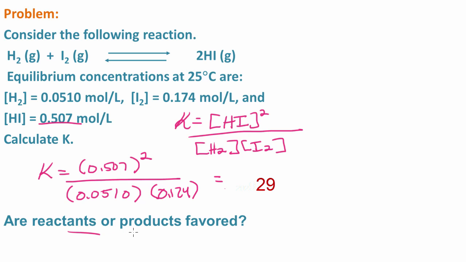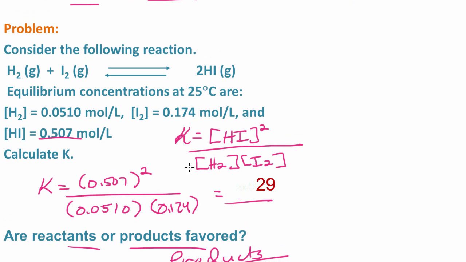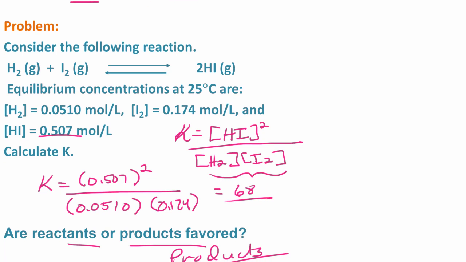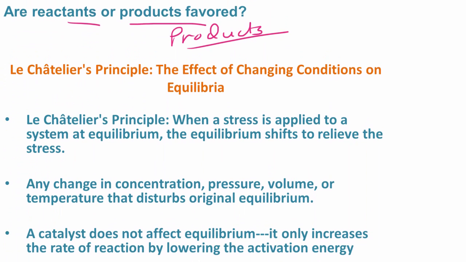equal to... Are reactants or products favored? Well, K is greater than 1, so obviously the products are favored. Okay, and it's easy to tell from the expression, right? If this expression is greater than 1, then that means the numerator is greater than the denominator. If this expression is less than 1, that means your denominator is greater than the numerator. So go ahead and practice those.